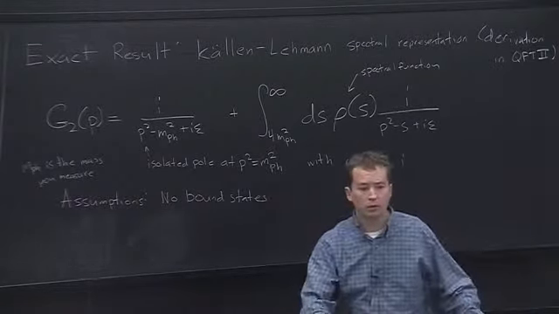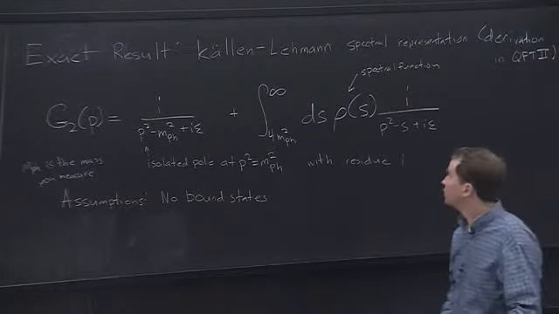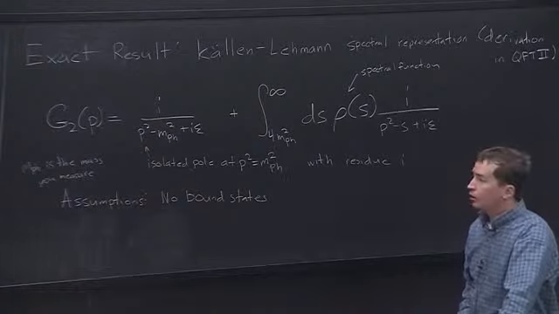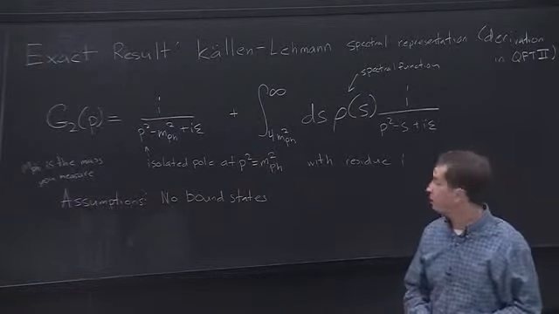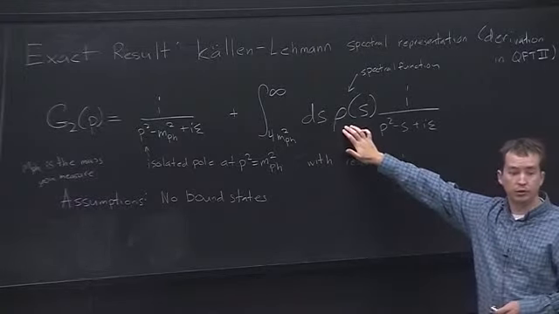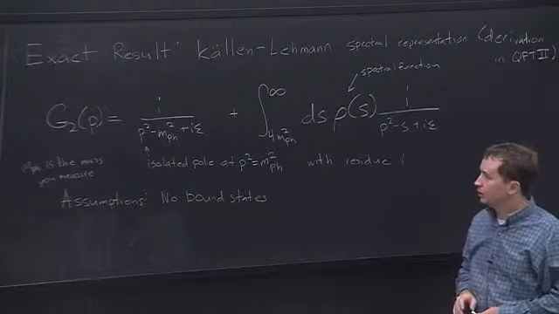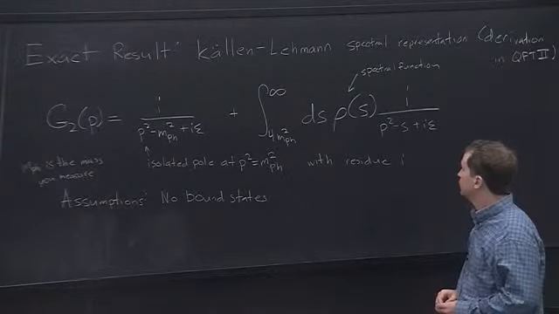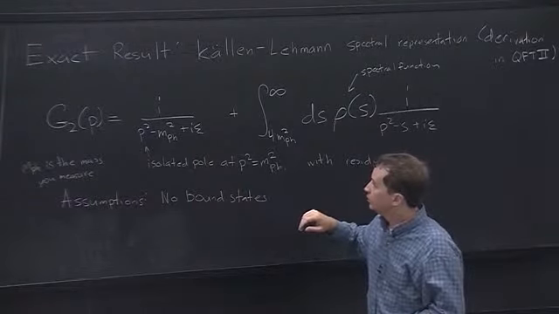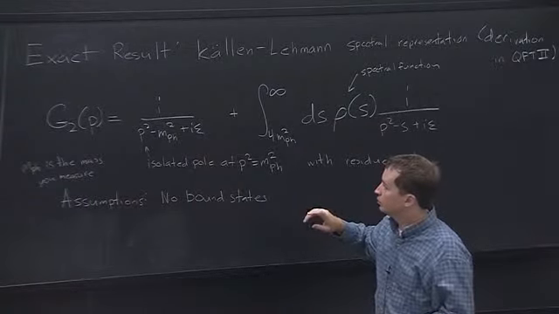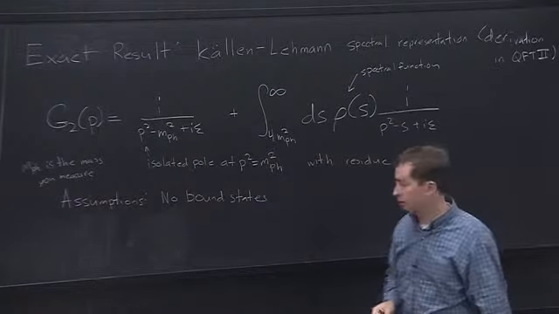One question. Where is the coupling constant G here? Yes, it will be hidden in the spectral function. It will definitely be hidden in the spectral function, and depending on your renormalization scheme, it could actually show up here too.